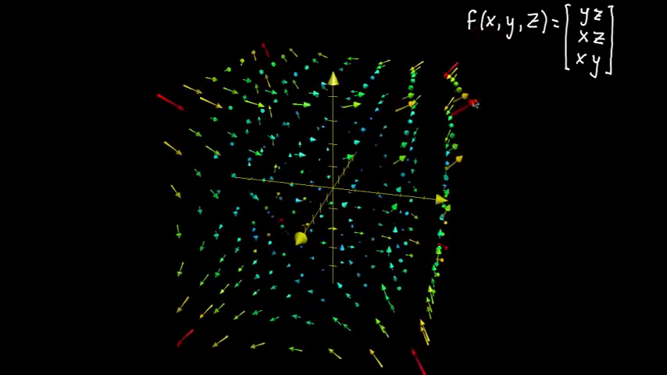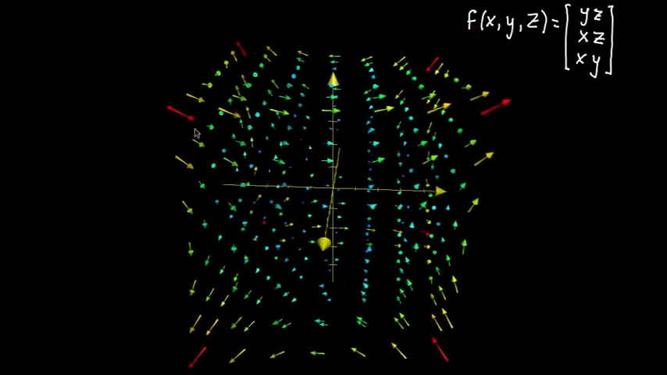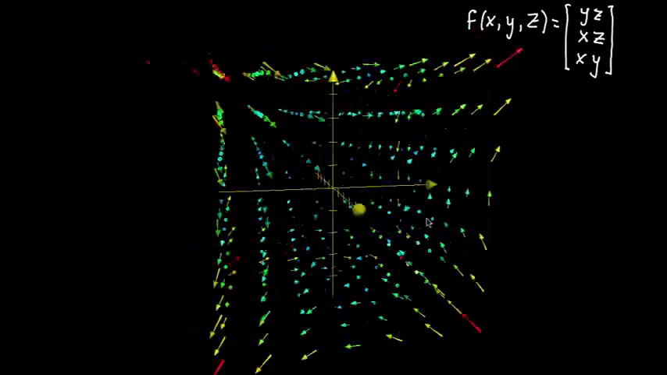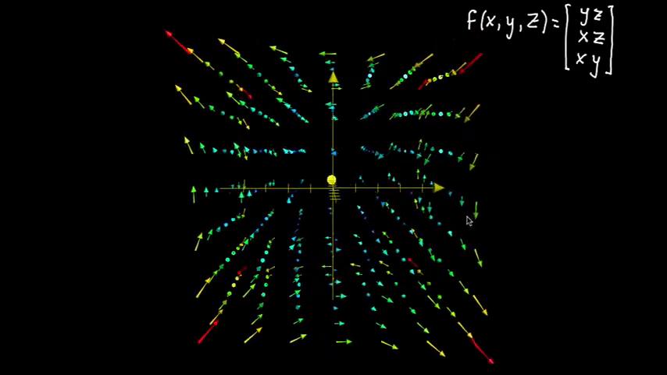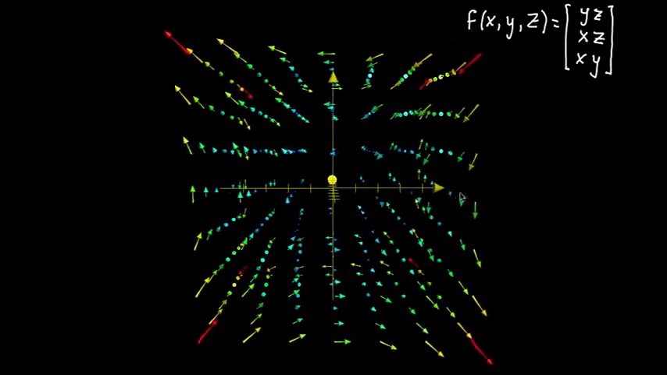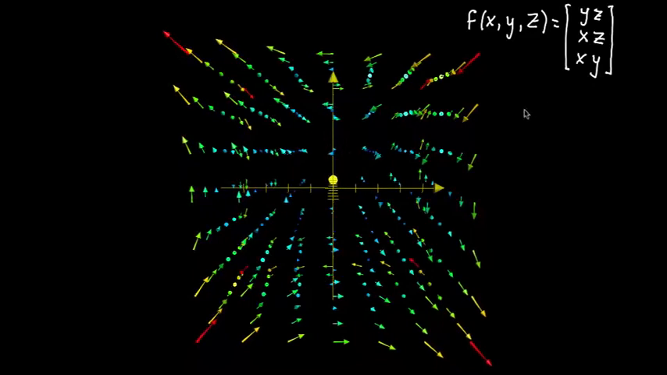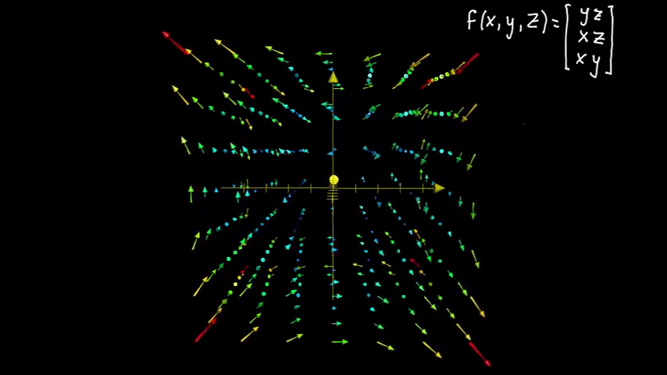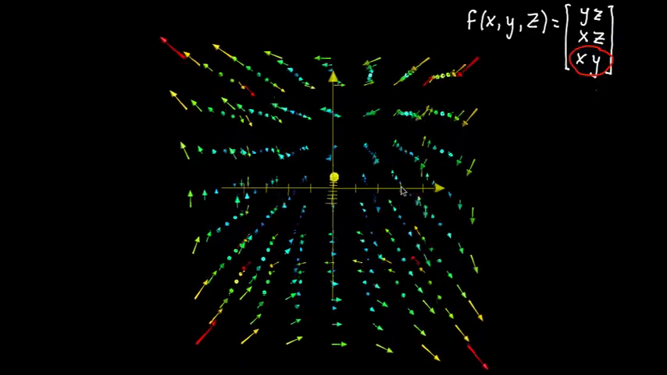So you see some of the vectors are kind of pointing away from the origin, some of them are pointing in towards the origin. So how can we understand this vector field in terms of the function itself? And a good step is to just zero in on one of the components. So in this case, I'll choose the z component of the output, which is made up of x times y, and kind of start to understand what that should be.